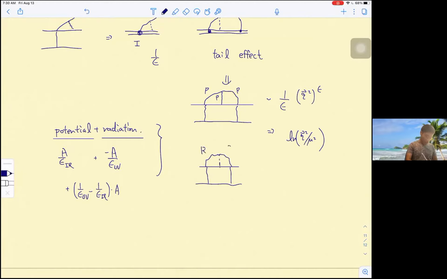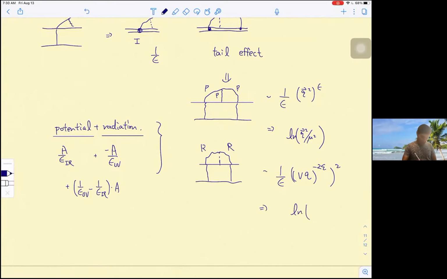So then put in this radiation. You can count how many loops are radiation, and given the 1 over epsilon here, the natural scale associated with radiation is the energy. So you have v Q. So for each radiation loop we have -2 epsilon, and there are 2 radiation loops here. So that actually gives us a log, not just in terms of Q, but also in terms of velocity.